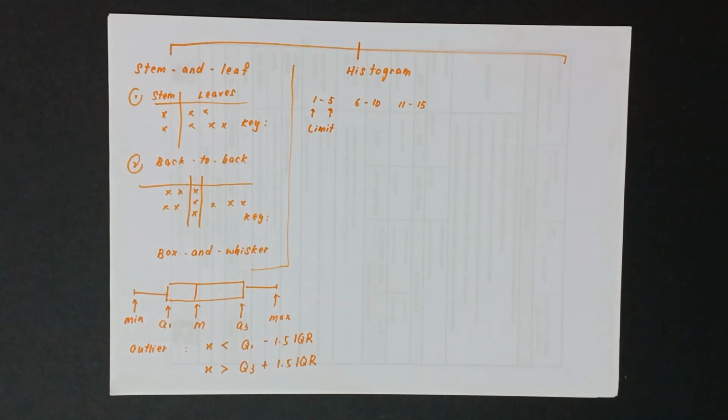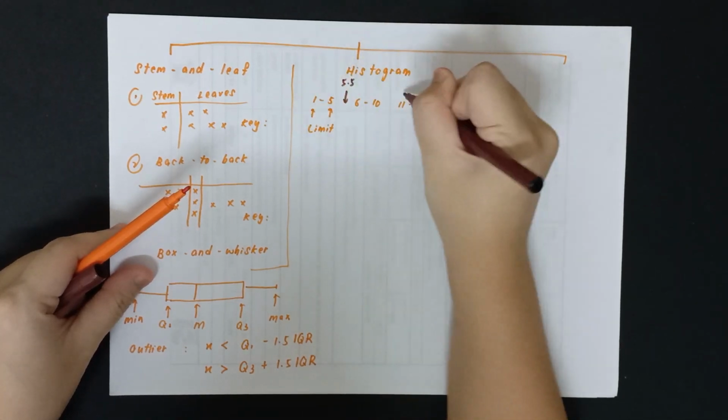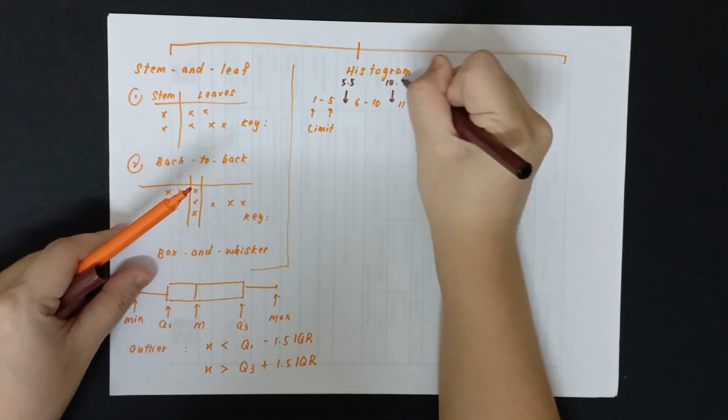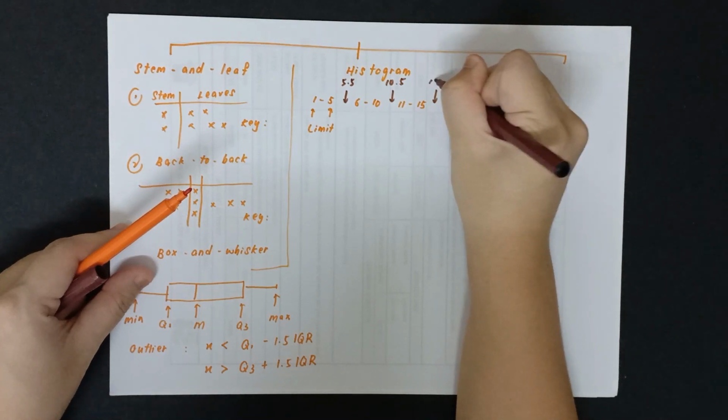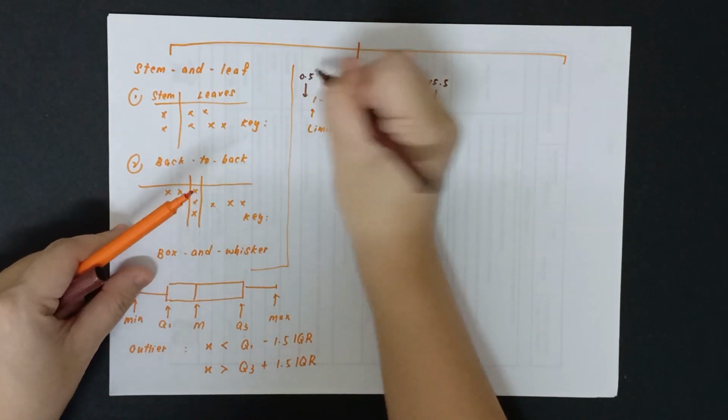So how do you find the boundary? It's in between. So here it is 5.5, here it is 10.5, and this is how you get 15.5 and 0.5.